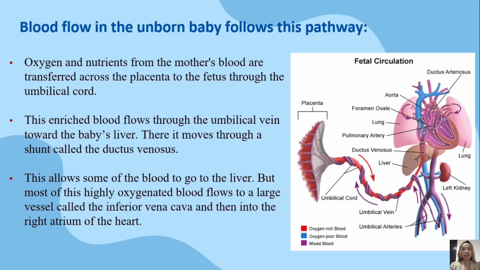Oxygen and nutrients from the mother's blood are transferred across the placenta to the fetus through the umbilical cord. This enriched blood flows through the umbilical vein toward the baby's liver. There it moves through a shunt called the ductus venosus. This allows some of the blood to go to the liver, but most of this highly oxygenated blood flows to a large vessel called the inferior vena cava and then into the right atrium of the heart.